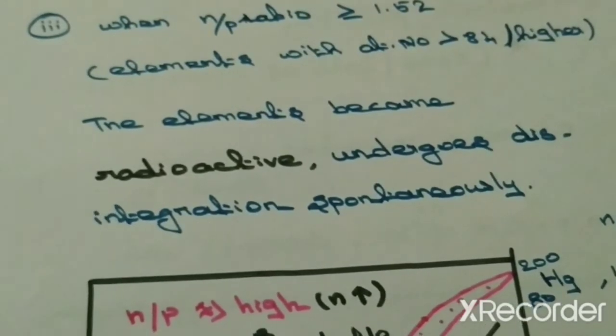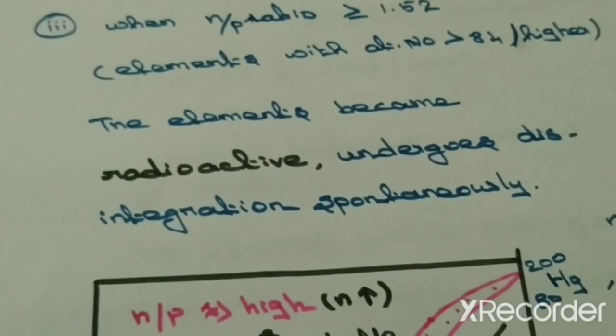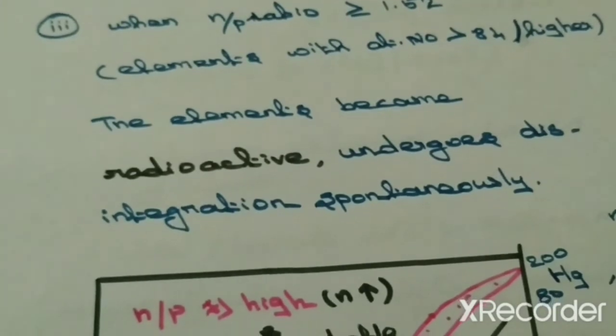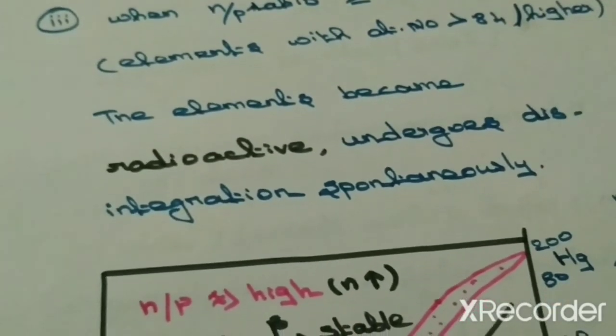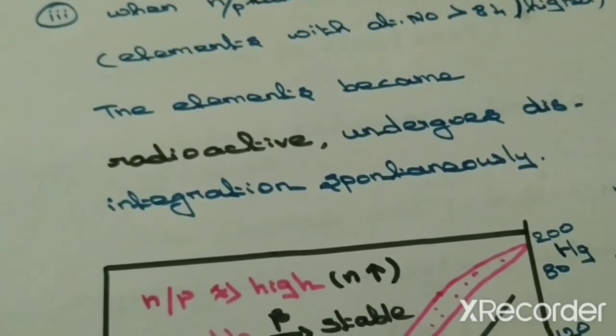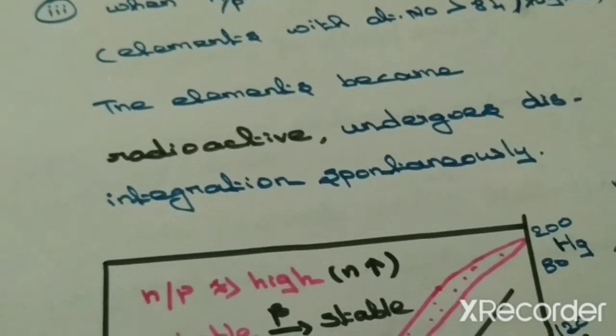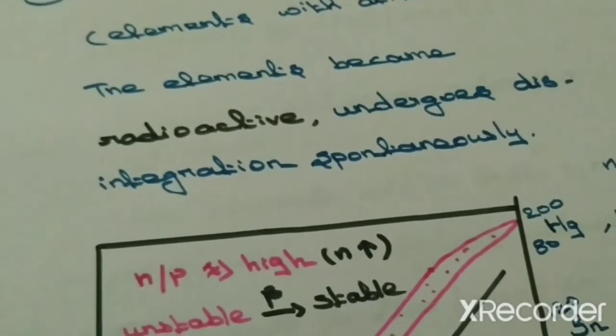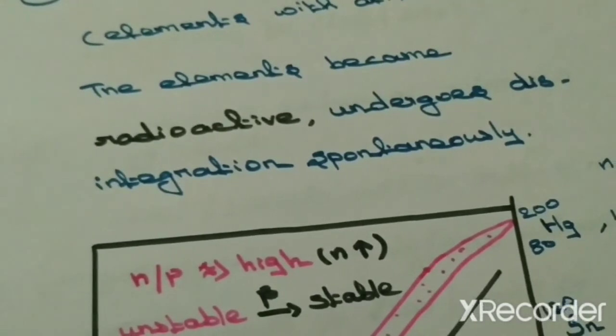So in the periodic table, whenever the atomic number is greater than 84, the NP ratio value is equal to or greater than 1.52, meaning those isotopes or elements are considered radioactive elements. That means they are unstable elements, so they undergo radioactivity. That means the radioactive elements undergo disintegration spontaneously and become stable elements.